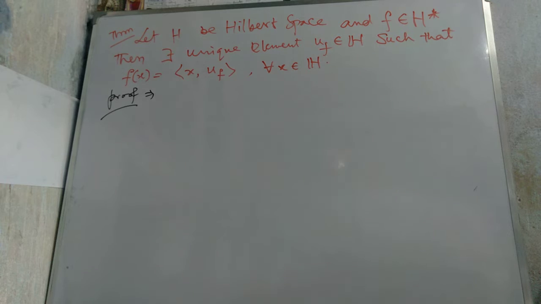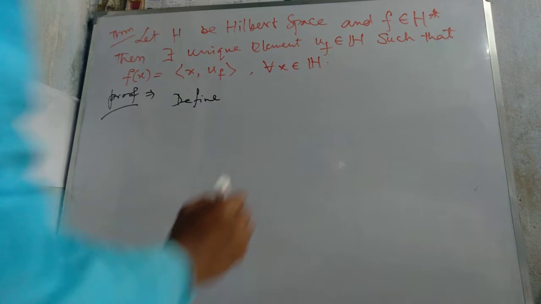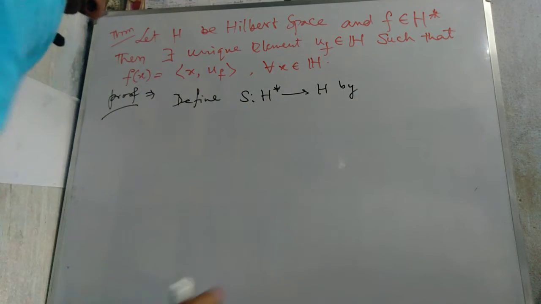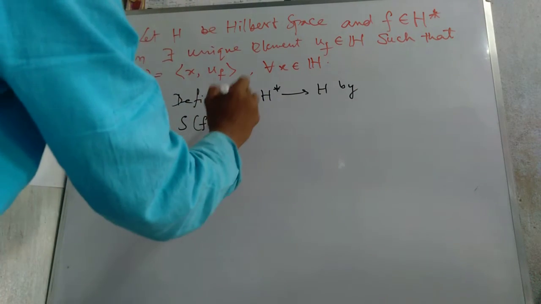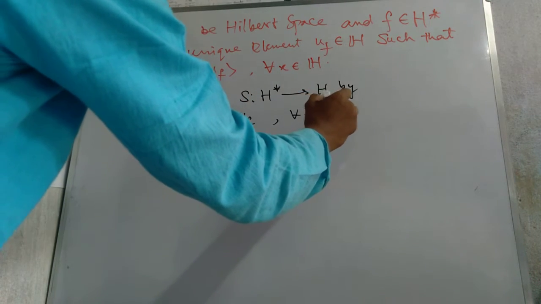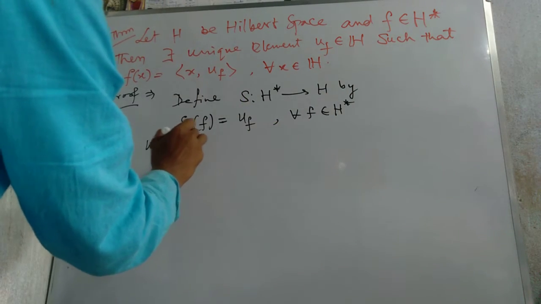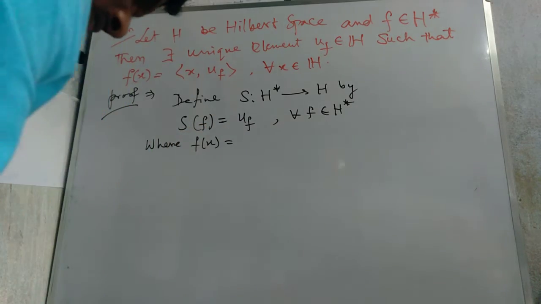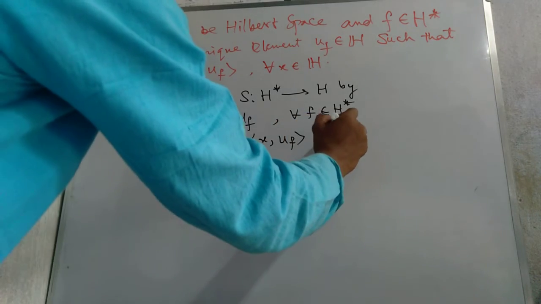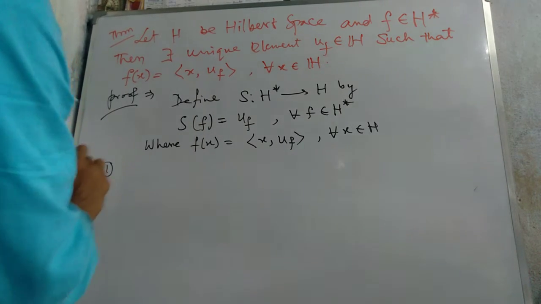How do we handle this one? First we define S from the dual of H to H by S(f) equals u_f for all f belonging to H star, where f(x) equals (x, u_f) for all x belonging to H. Now we mark this as step one.